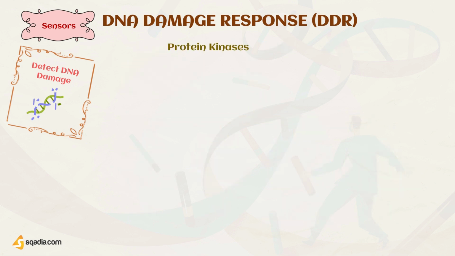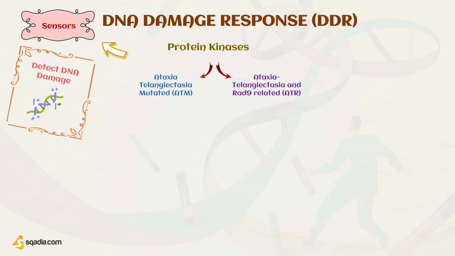2 key protein kinases, Ataxia-telangiectasia mutated, or ATM for short, and ataxia-telangiectasia and Rad9 related, or ATR for short, lie at the head of the pathway and may also act as sensors of DNA damage. Do note here that some DNA damage does not require the recruitment of ATR and ATM. It is only difficult and extensive damage that requires ATR and ATM.